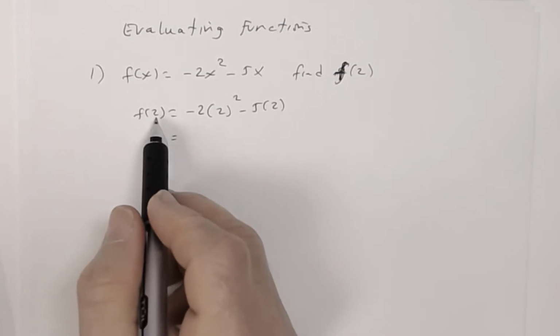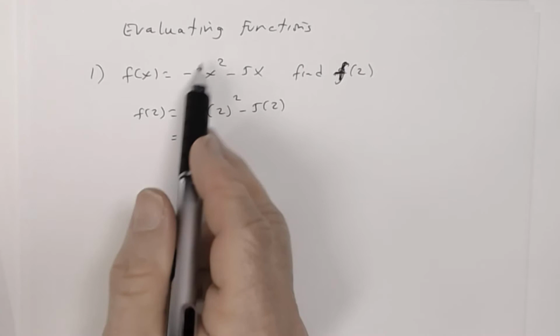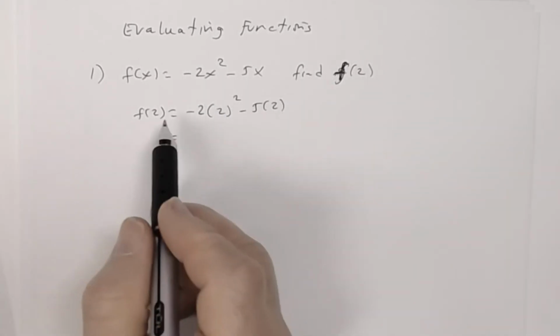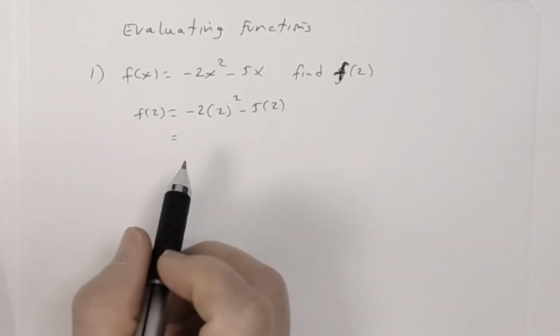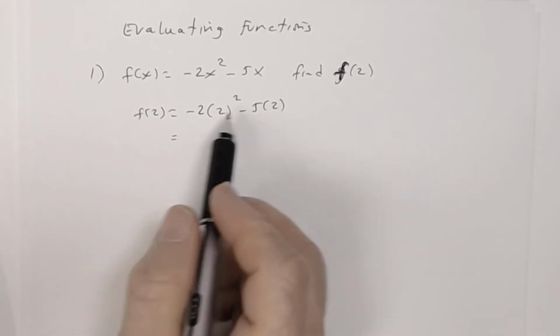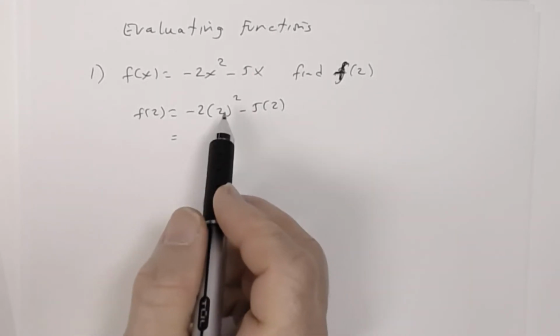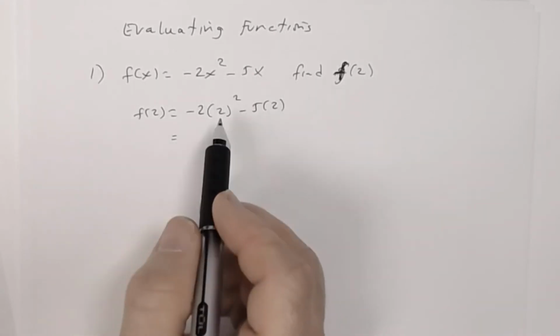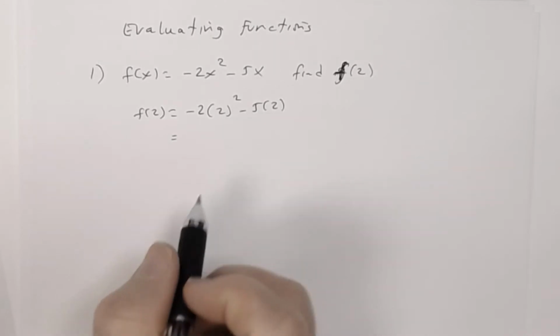You have to say f of 2 equals this, not f of x. f of x has the variable x in it. With f of 2, you're substituting the value 2. So you must say f of 2 equals this. You see there's no variable anymore. You're substituting 2 for that variable x.